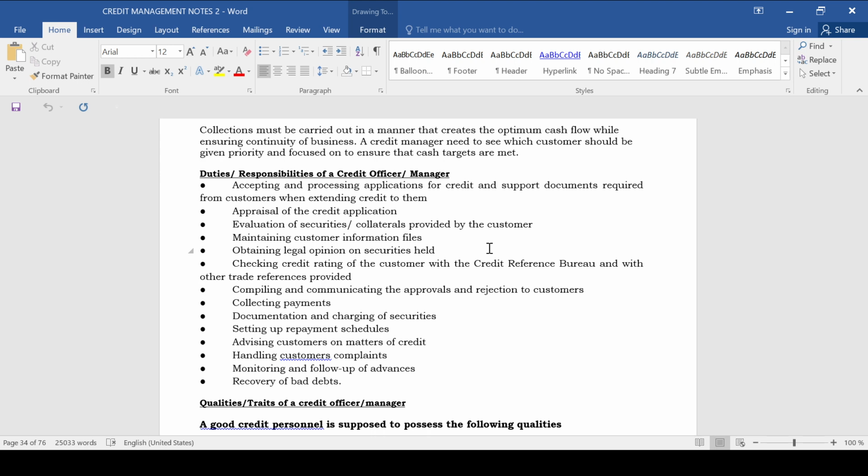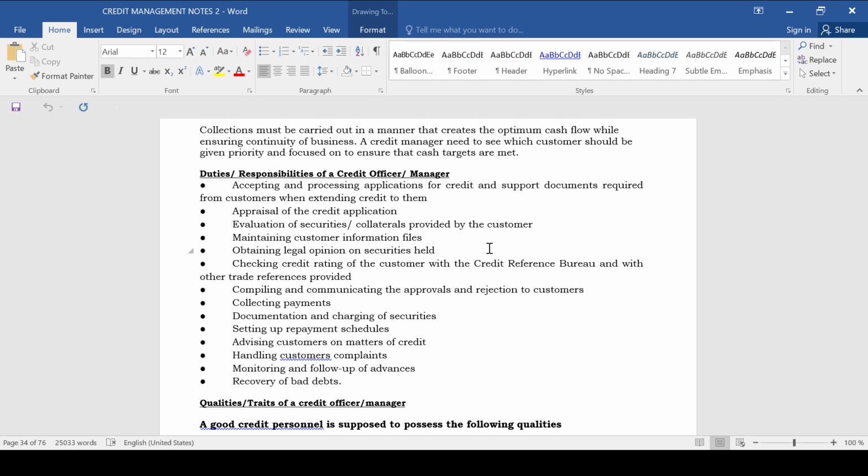Then appraisal of the credit application. When you're appraising, you are looking for the merits and demerits of that applicant. Why you should give and why you should not give, right? The other one, evaluation of securities or collaterals that the customer has provided. He has brought collaterals, he has brought security. It is up to you to ensure that those documents are also evaluated to establish whether those collaterals are good or not good. The other one is obtaining legal opinions on securities held. You liaise with the legal team to ensure that the security documents you have received are accurate.